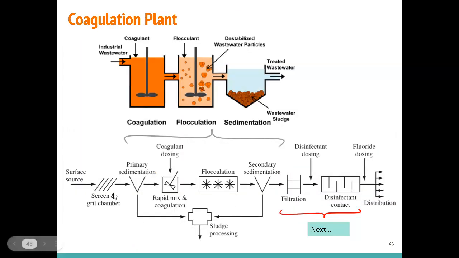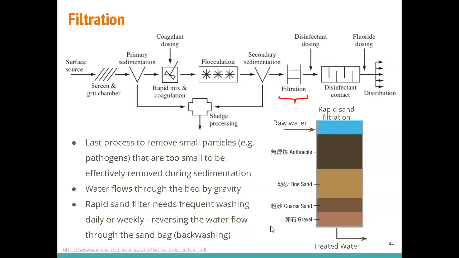Okay, so we have finished talking about the coagulation, flocculation, and sedimentation part. What about the next part? The first part is supposed to remove a lot of impurities through coagulation. After that, we try to remove smaller particles. We'll do that by filtration.